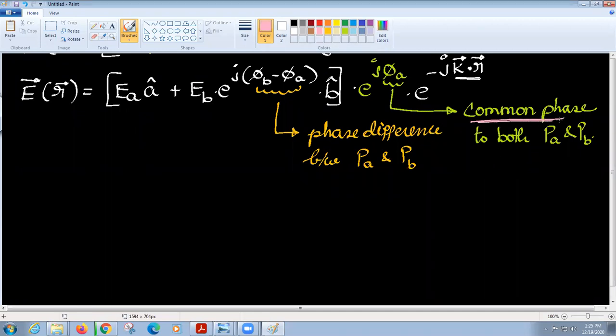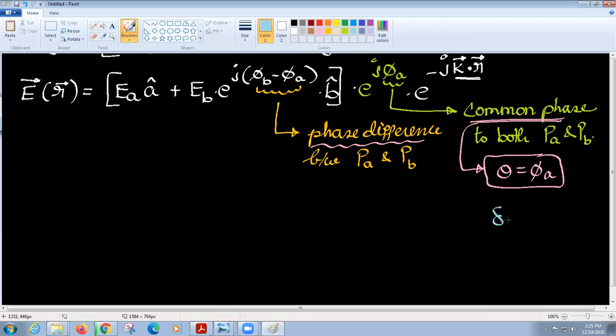Okay. So now we will designate this common phase, whatever. So at this point we will take it as theta equal to phi a. So we will designate like this, theta equal to phi a. And I have this phase difference between PA and PB, and that we will take it down like this. So the phase difference between PA and PB is delta equal to phi b minus phi a. That's it. So we have a couple of quantities, theta equal to this common phase and the phase difference between those two components. All right. Now we will use them.